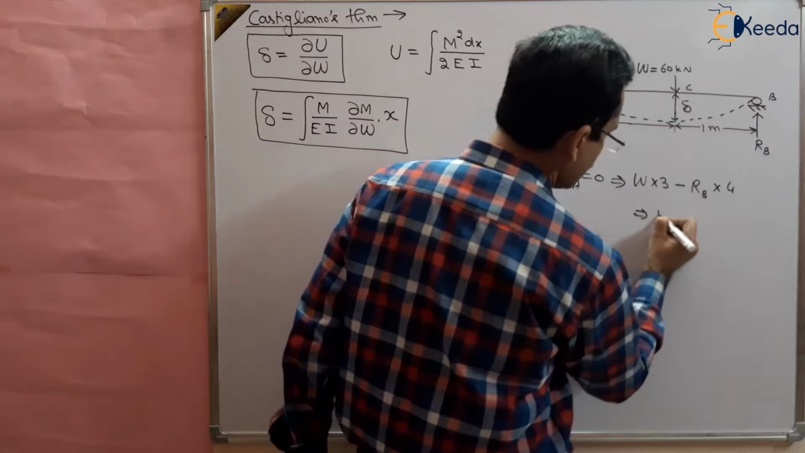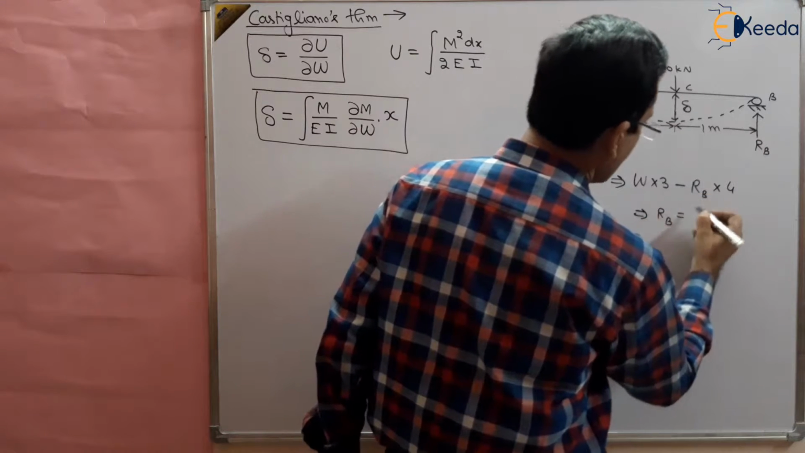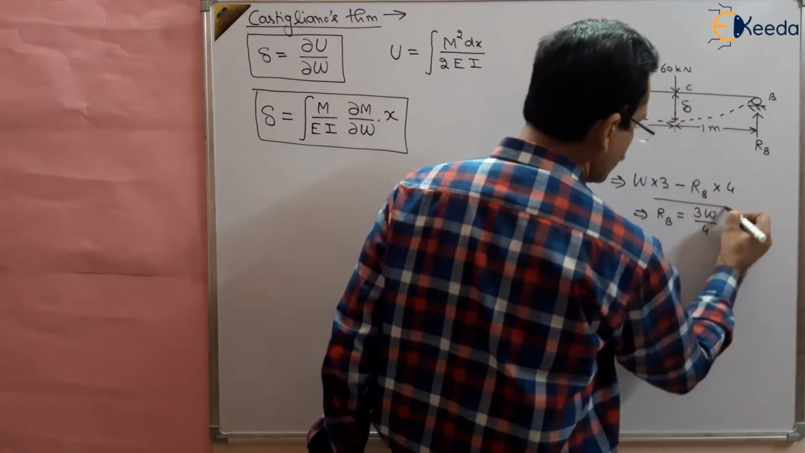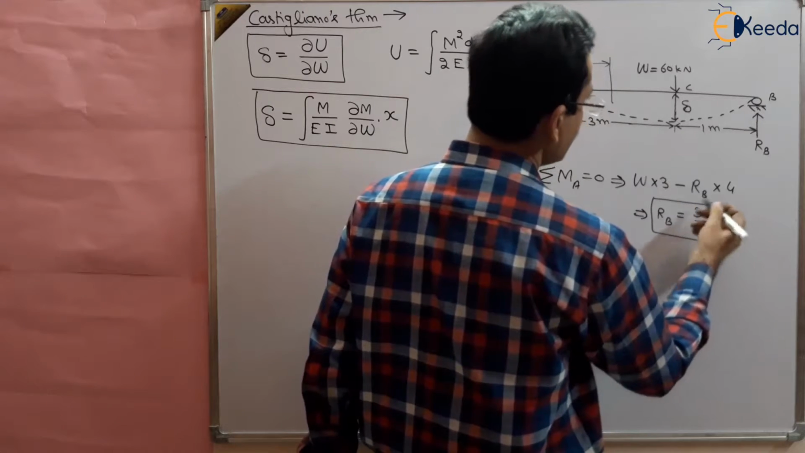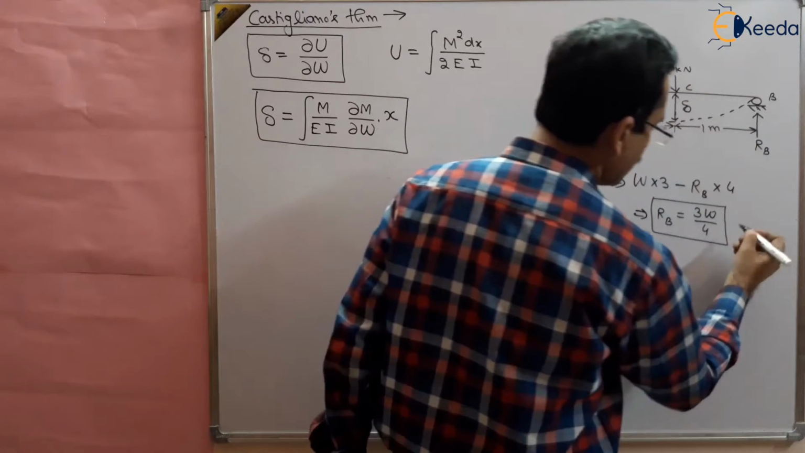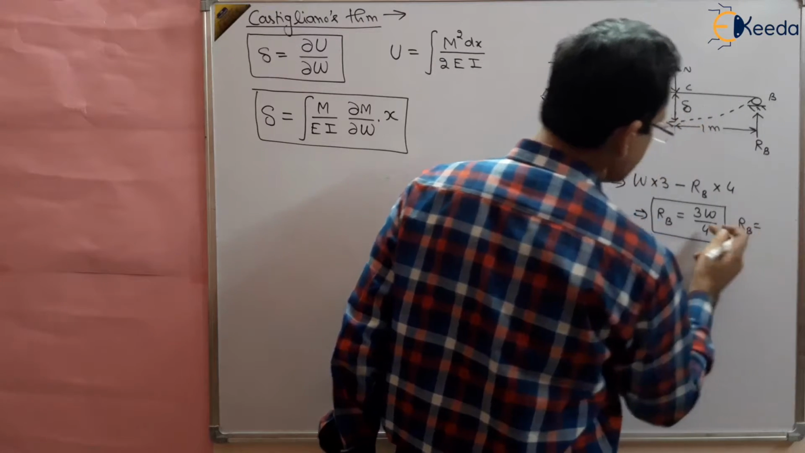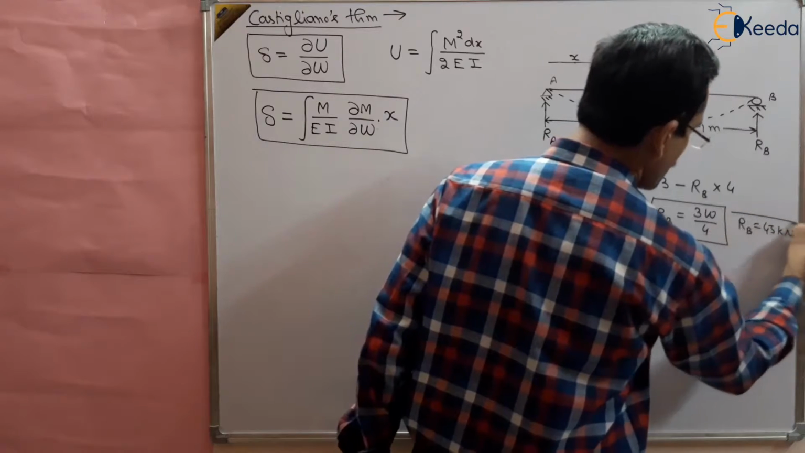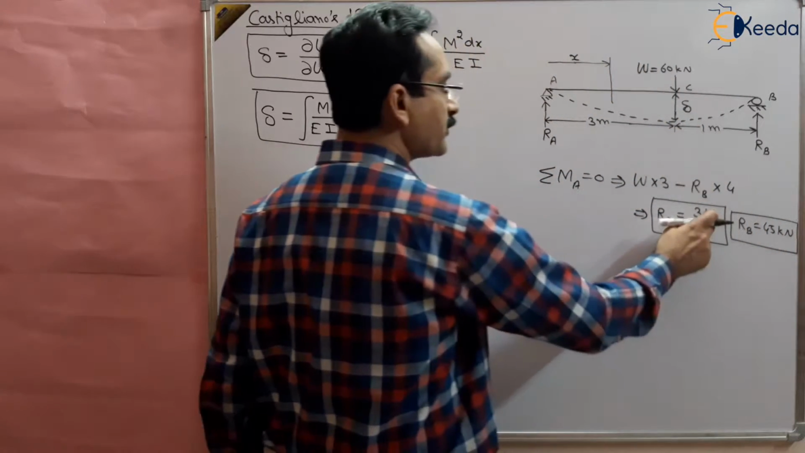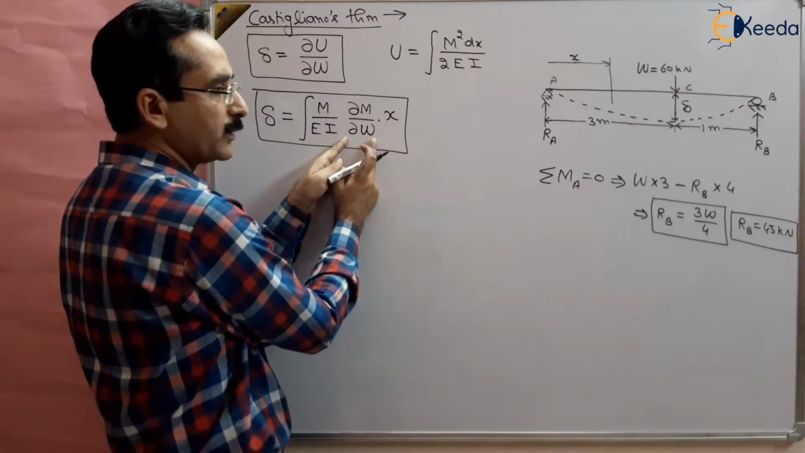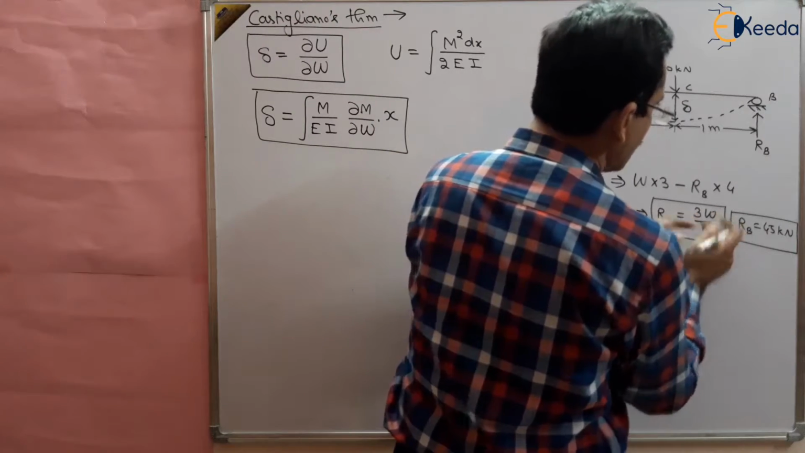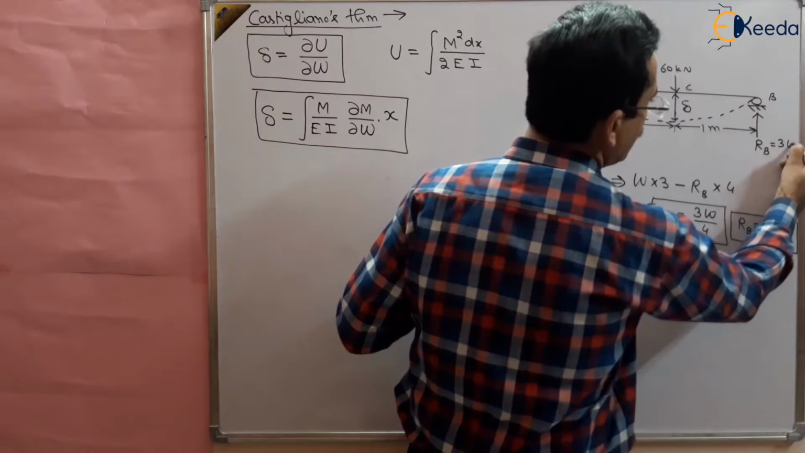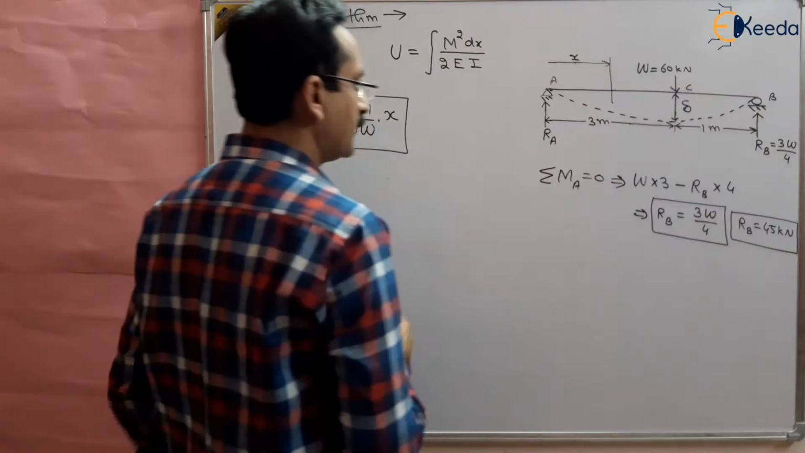So RB will be equal to 3W by 4, right? This is RB. And in magnitude, you will get RB as 3 times 60 by 4, which comes out to be 45 kilonewton. We are using terms of W because we have to differentiate with respect to W. So that's why we are using 3W by 4 rather than 45 kilonewton. It will be easy to differentiate in that case, right?